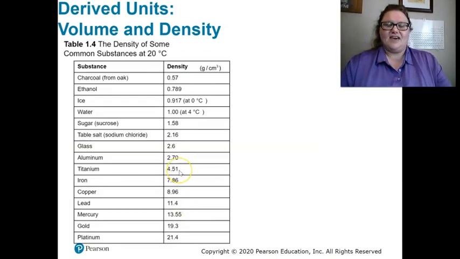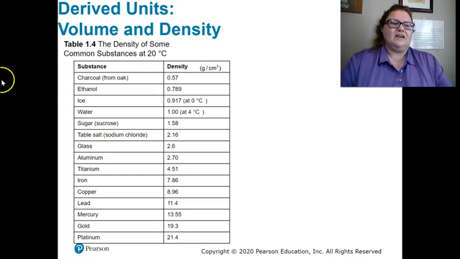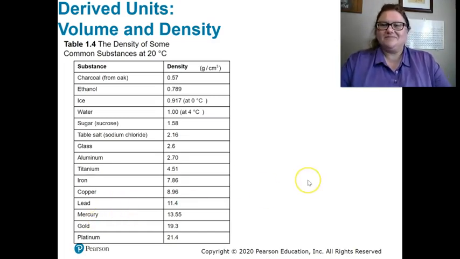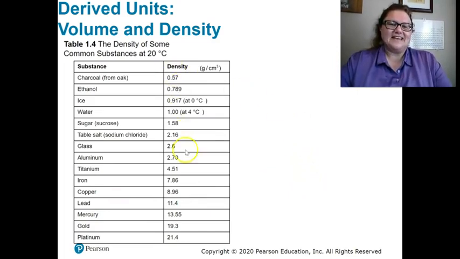So we can look at this table here that shows the density of common materials that you're familiar with. We have charcoal briquettes that you use for a grill, ethanol, that's the fun alcohol, ice, water, sugar, this particular sugar, table salt, glass, aluminum, and you can read down the list, see all the other common materials that you've been exposed to at some point or other. Probably not the mercury. Okay, that's toxic. So anyway, these are the density values.